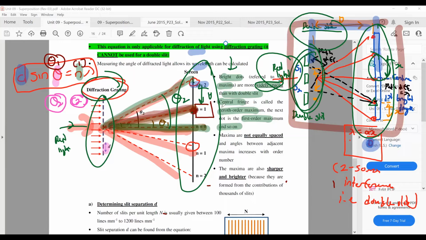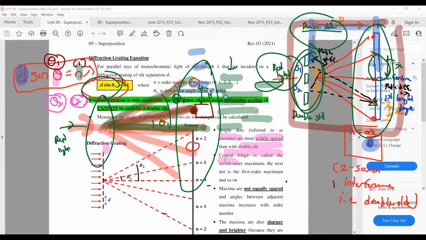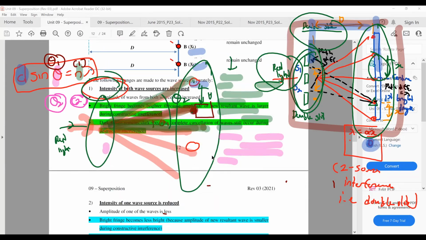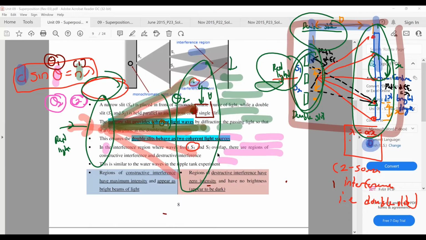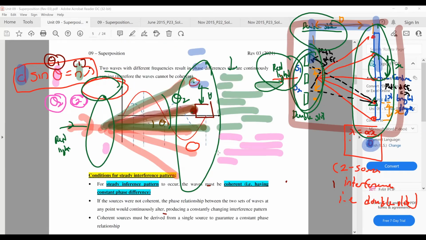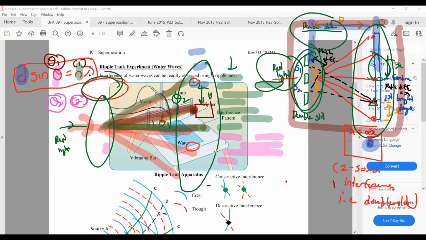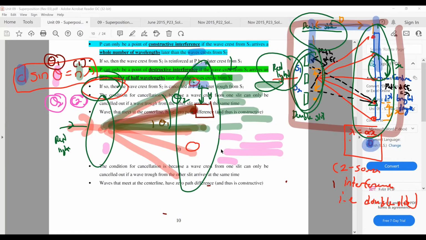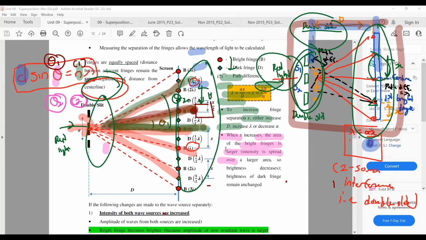And then another key difference here between double slit and diffraction grating is this. The maxima are not equally spaced, and the angles between the adjacent maxima increase with order number. So remember last time in the summary for double slit, under page 12, I mentioned that the x is the same.